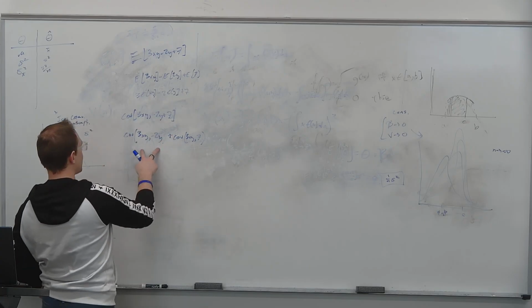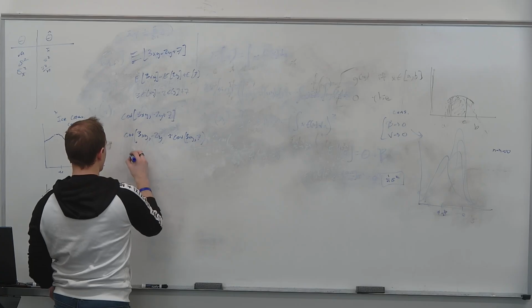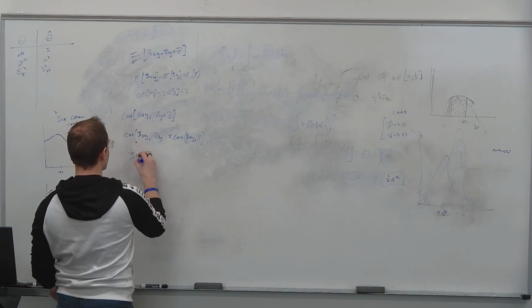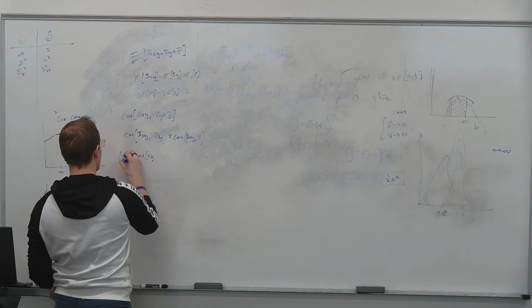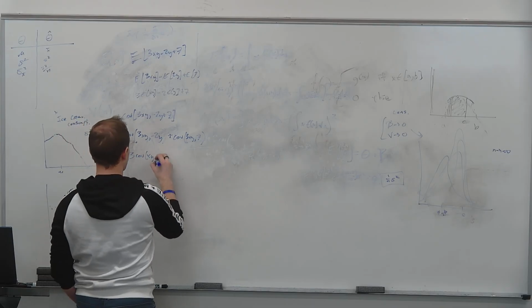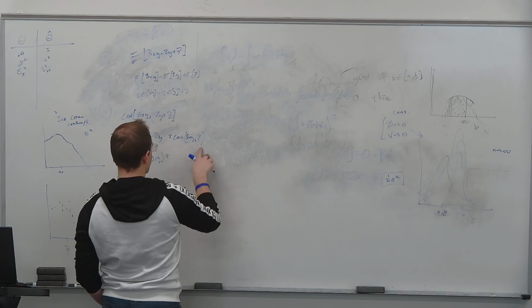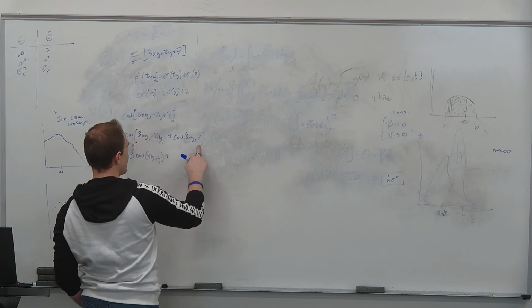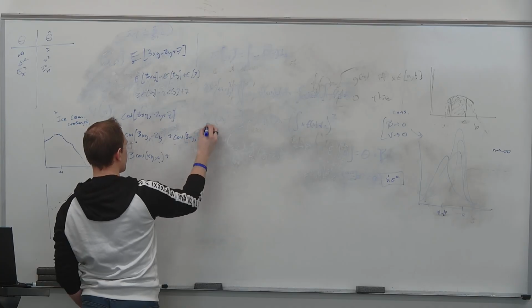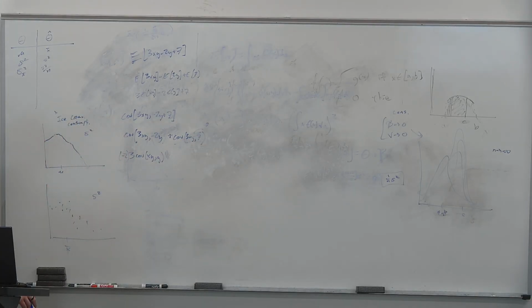Now you can pull these constants out of covariance as well, just like with the expected value. So this is going to be negative 2 times 3 times the covariance of xy and y, plus the covariance of 3xy and 7. The 7 doesn't vary, so the covariance of something and a constant is 0. So it's actually just going to be that. Is that right? Looks right.